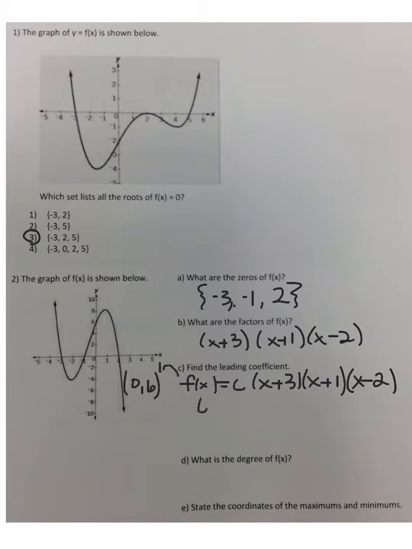So I'm going to have 6 equals c. And then we're plugging in 0 everywhere we see an x. So if I plug in 0 into the first set of parentheses, I'm going to get 3. Second set, I'm going to get 1. And in the last set, I'm going to get -2. So that's 6 equals -6c. So c is -1. All right. And it just said to find the leading coefficient, so we don't need to write the equation.